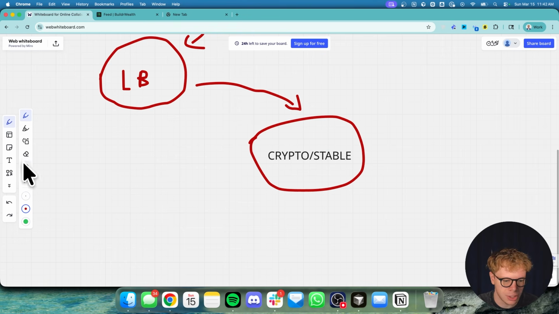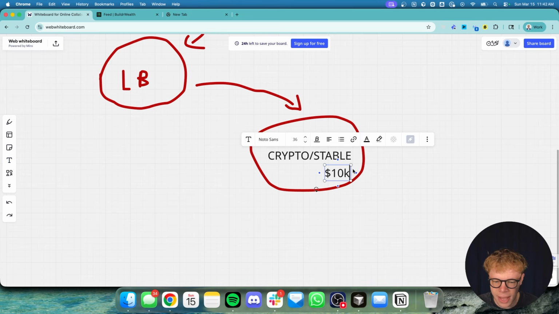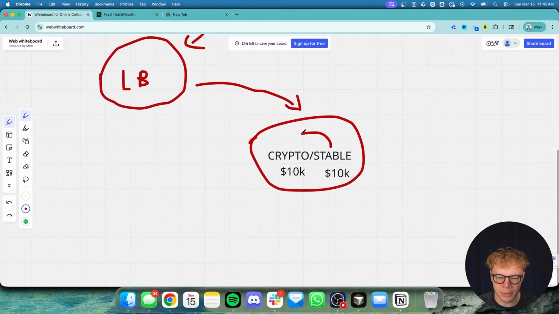If we have, let's just say, a total of 10K in stable coins and we have a total of 10K in crypto, well, as the market moves down, it's going to start to shift. This 10K is going to start to go to 8 and then 6 and then 4 and so on and so forth, right? While the capital is being reallocated over to the crypto.